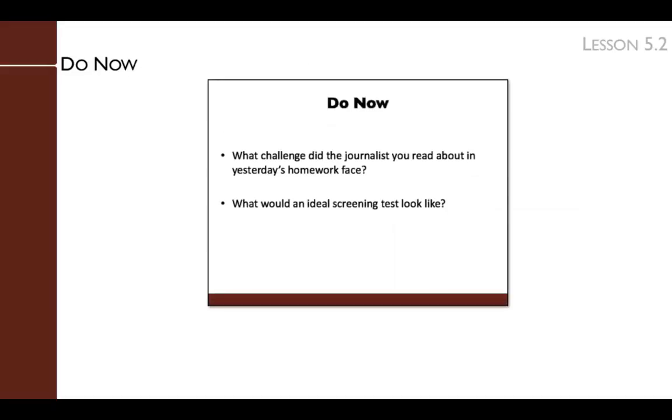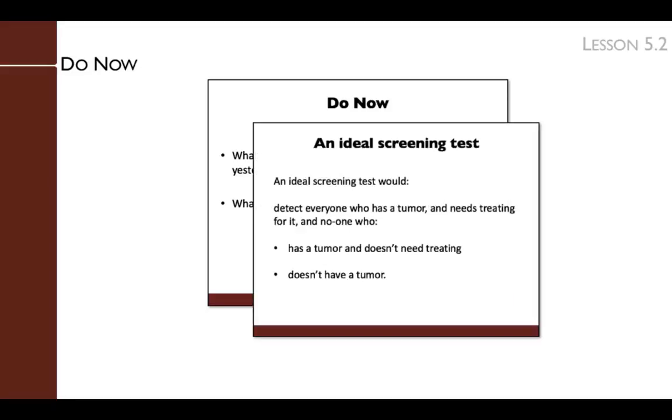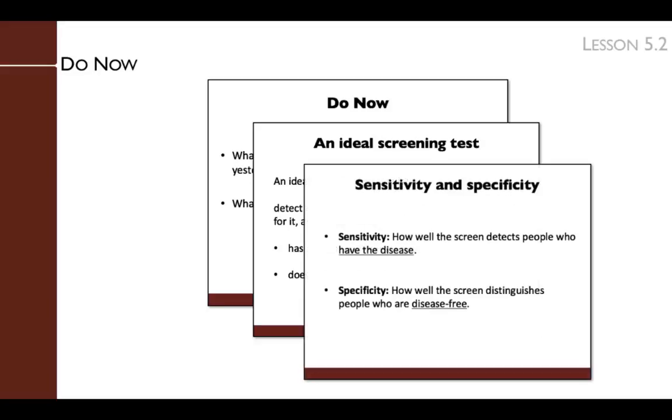The do now begins by reviewing yesterday's homework article, in which the author contemplates the dilemma of using evidence that is based on population statistics to make decisions about her personal health. Next, students discuss the characteristics of an ideal screen. This leads to a discussion of what would make a screen less than ideal, which leads to defining the key terms of sensitivity and specificity.